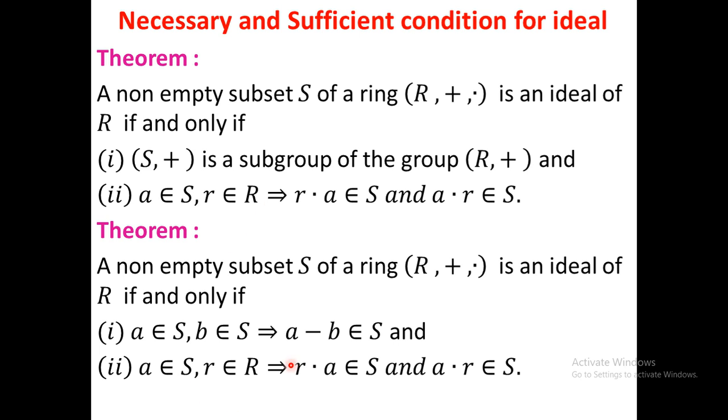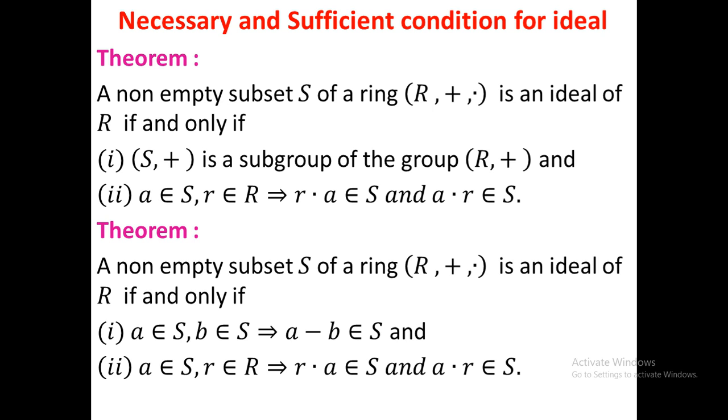This theorem is very useful to check whether a non-empty subset of a ring R is an ideal or not. If both of the two conditions are satisfied for a non-empty set S of a ring R, then that set S will be an ideal. So please remember those two conditions. I will use those two conditions in every theorem, that means in intersection and union.